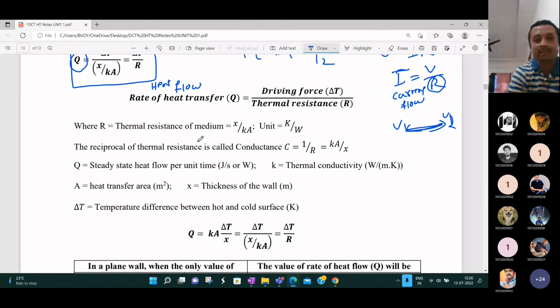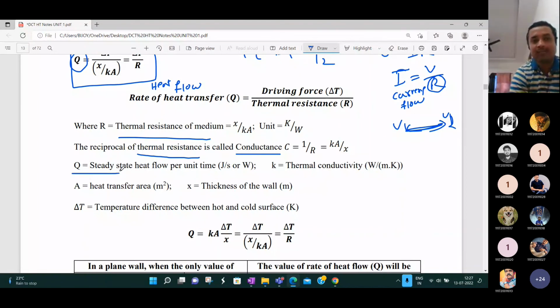Then we discuss what is discussed. R is the thermal resistance, that is x by Ka, and the unit will be Kelvin by watt. And the reciprocal of thermal resistance is called conductance. Or you can say C, conductance, is equal to 1 by R, resistance. This is, you know, in electronics. Conductance means 1 by thermal resistance. So what will be its formula? K by W, just the inverse of resistance.